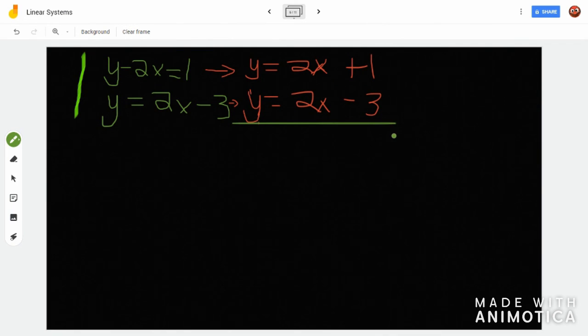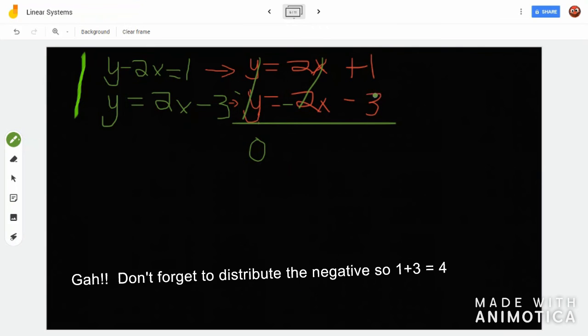Let's combine this equation. So if we were to combine, let's say we're going to subtract this equation. We'll get y minus y, which cancels, and that's equal to 0. And we've got 2x minus 2x, that cancels as well. And 1 minus 3 is negative 2. This is untrue. 0 does not equal negative 2. And this is our clue that we have a no solution system.